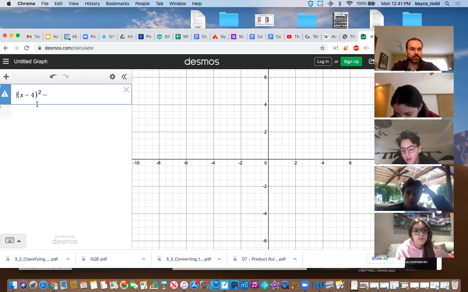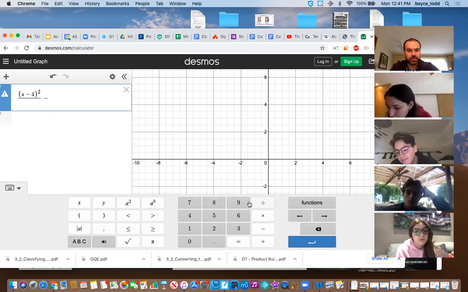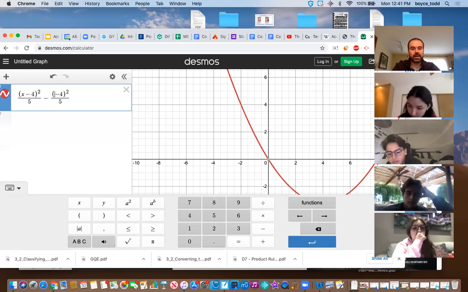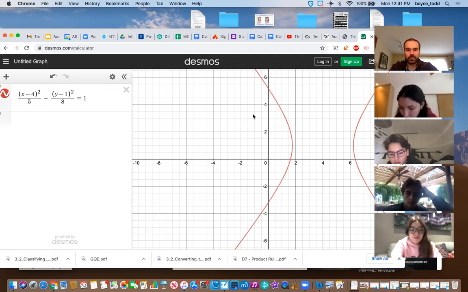I'll show you real quick how to do this in Desmos, because I think you can do it in your calculator as well, but I think Desmos works the best. If you want to create a fraction, you just hit the divide button. And so now I have 5. And then if you want to copy something, you can use Command C and Command V. And so let's say I wanted to make a hyperbola centered at 1 comma 4. And then once I put it equal to 1, you can see it pop up.